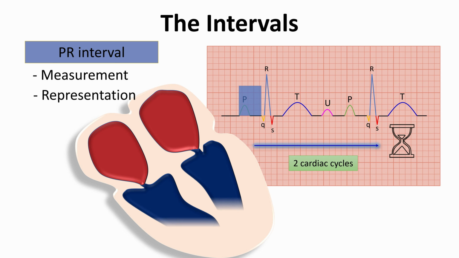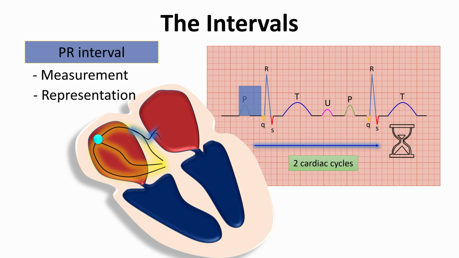We know that the P wave represents atrial depolarization, while the QRS complex represents ventricular depolarization. Therefore, it is easy to comprehend that the PR interval is an expression of atrioventricular conduction time. This includes the time for atrial depolarization, conduction delay in the AV node, and the time required for the impulse to traverse the ventricular conducting system before ventricular depolarization ensues.